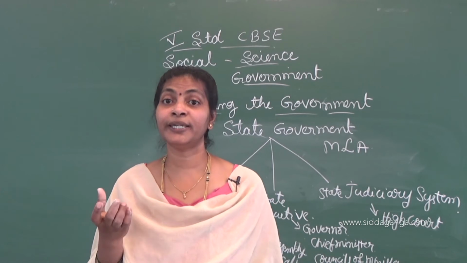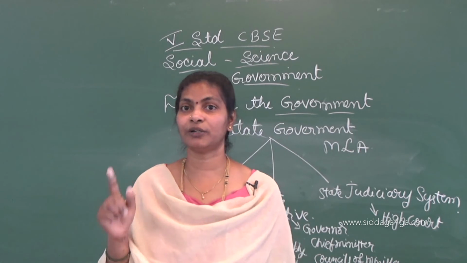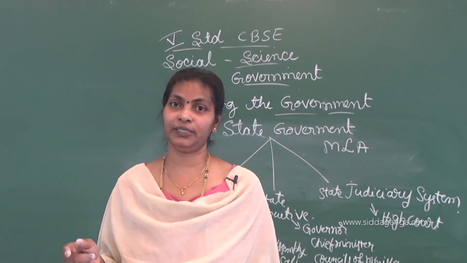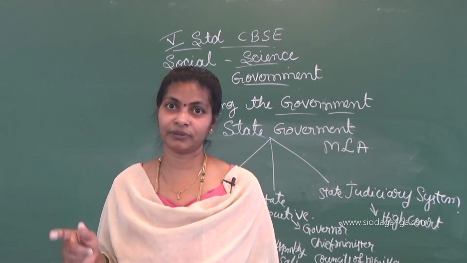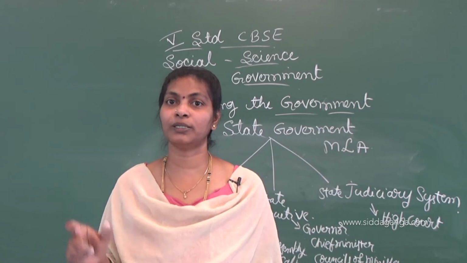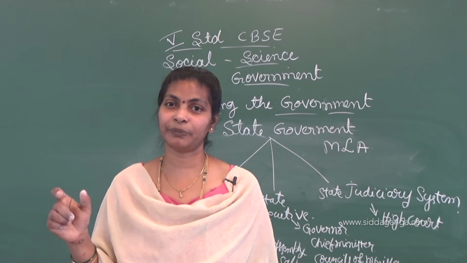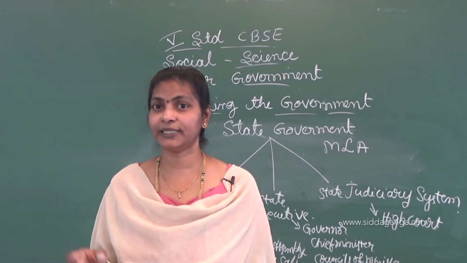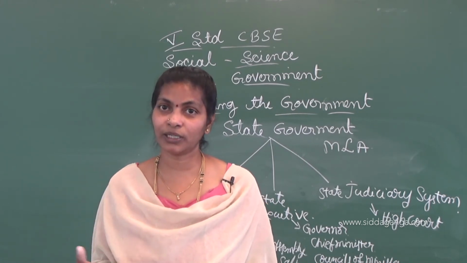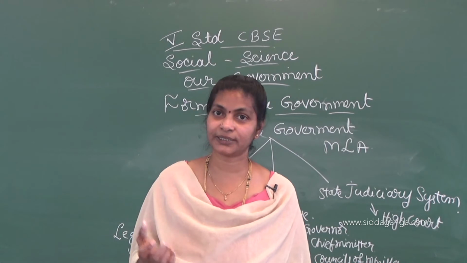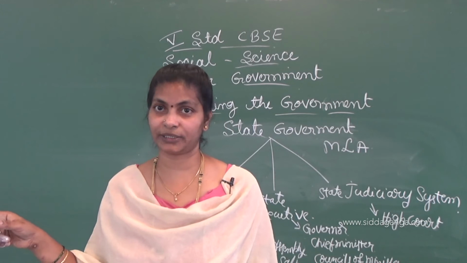And he also appoints the leader of the majority party as chief minister. The leader of the majority party is appointed as chief minister by the governor. Who has the authority to appoint the chief minister in the state? Especially the governor. The governor appoints the majority party leader as the chief minister of that state.